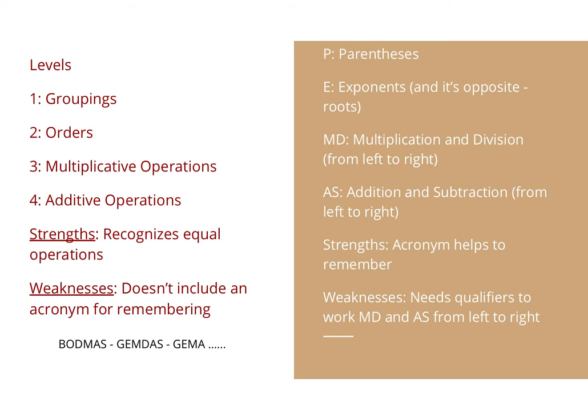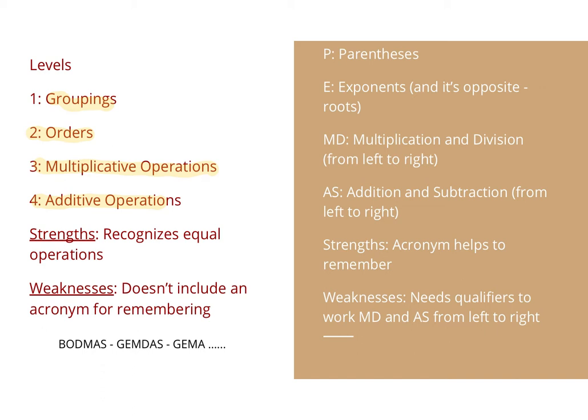So there are two different models that are taught for order of operations at Hosford. In 6th grade, some of you might have learned about this idea of levels, where the first thing you do are your groupings, and then the second thing you would do are your orders, and then the third thing you would do would be your multiplicative operations, so multiplication and division. And then the fourth thing you would do would be your additive operations, so adding and subtracting. And there are strengths to this and there are weaknesses to this.